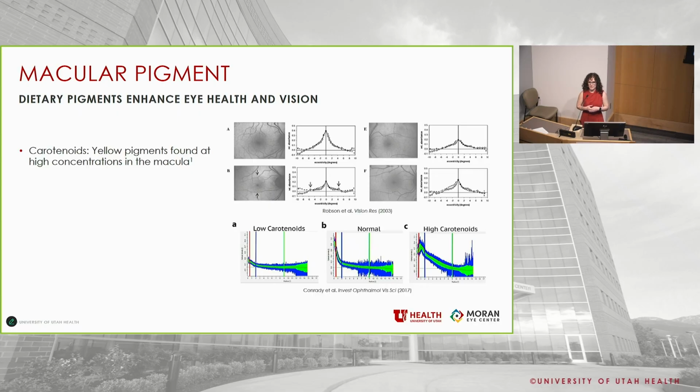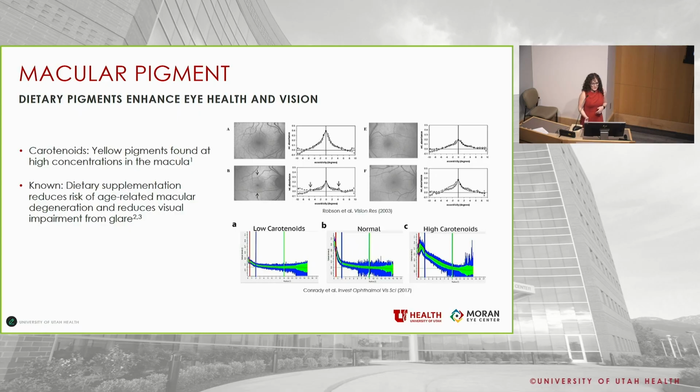In someone who is vitamin A deficient, which is shown in that left plot, you can see there's a much lower level of macular pigment. Whereas in someone who is eating lots of fruits and vegetables, maybe lots of dietary supplements, they're going to have higher levels, as in that plot on the right. So what we do know is that when we give people dietary supplementation of carotenoids, it reduces their risk of age-related macular degeneration. This is part of the rationale for the AREDS vitamins. And it also reduces visual impairment from glare.